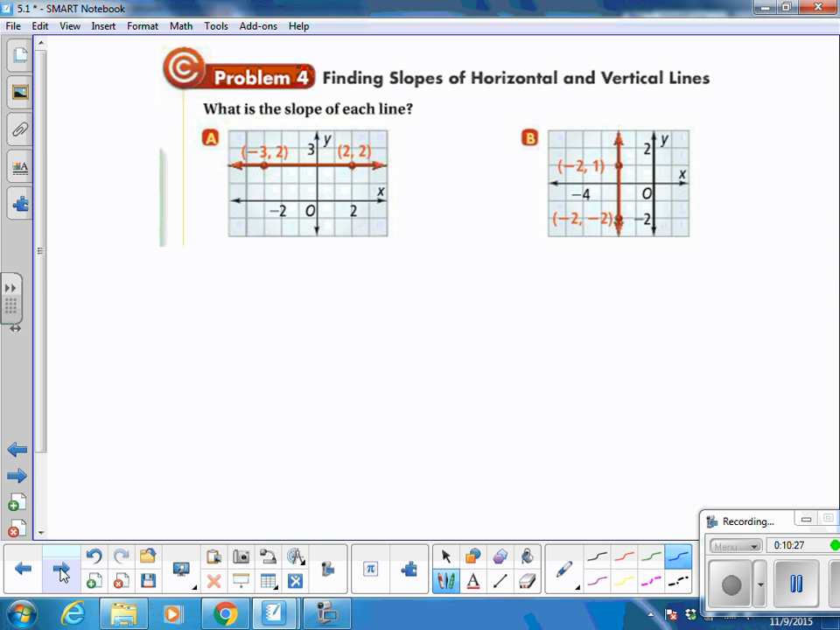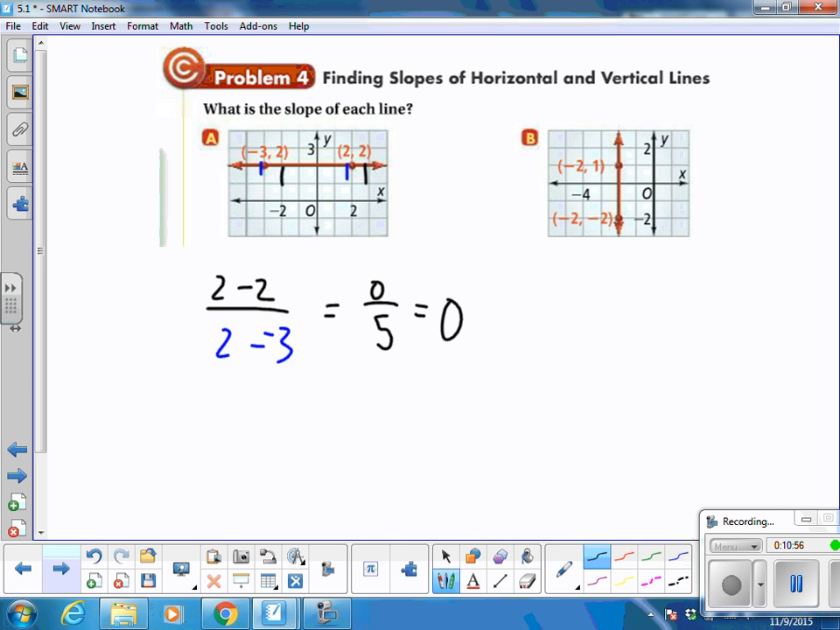Finding slopes of horizontal and vertical lines. What is the slope of each line? I'm just going to go ahead and use my formula. So for A, I'm going to use my 2 points, so 2 minus 2 over 2 minus -3. I'm going to play this out. 2 minus 2 is 0 over 5. So my slope on this one is 0.